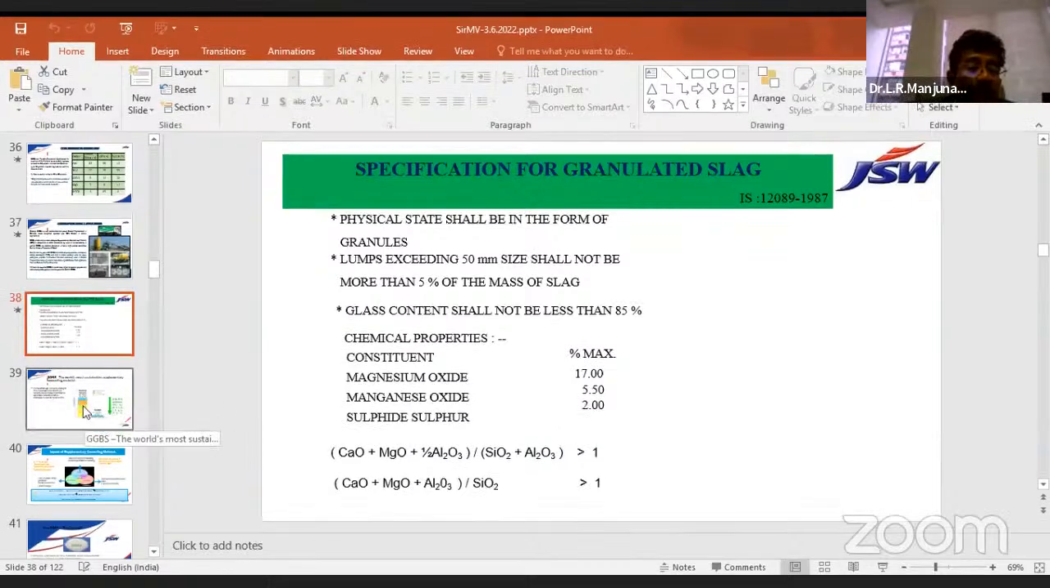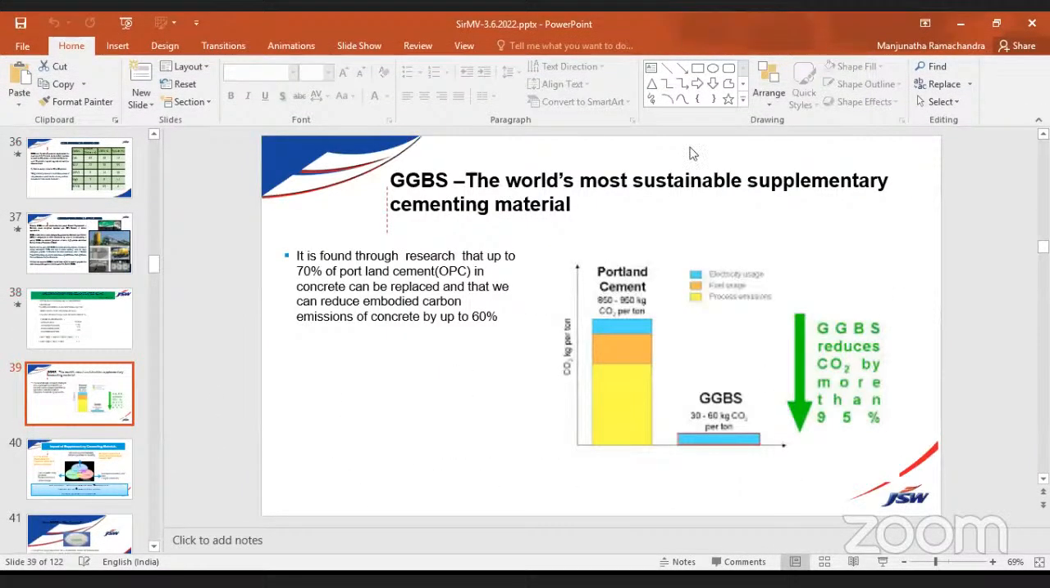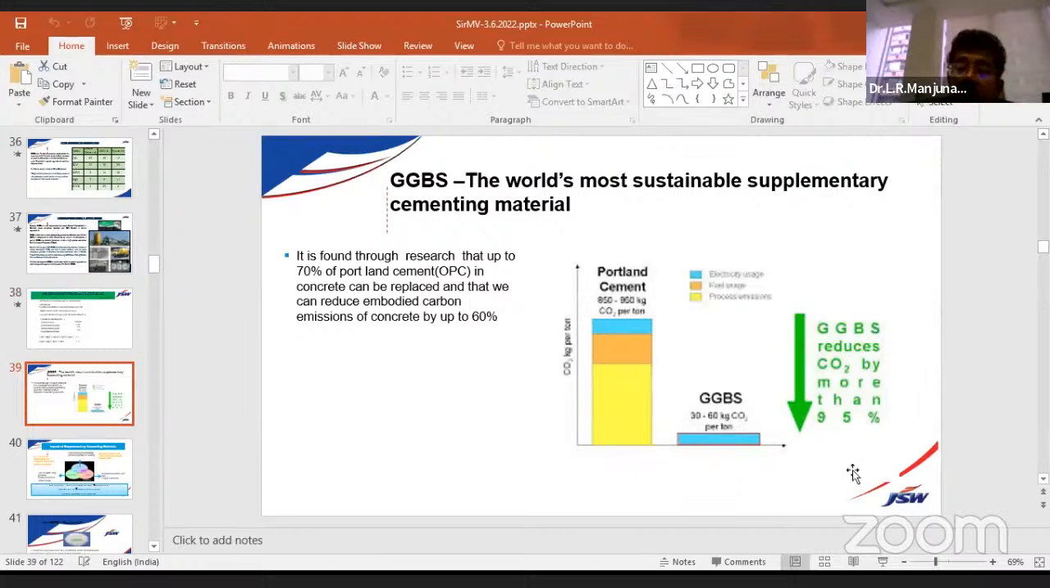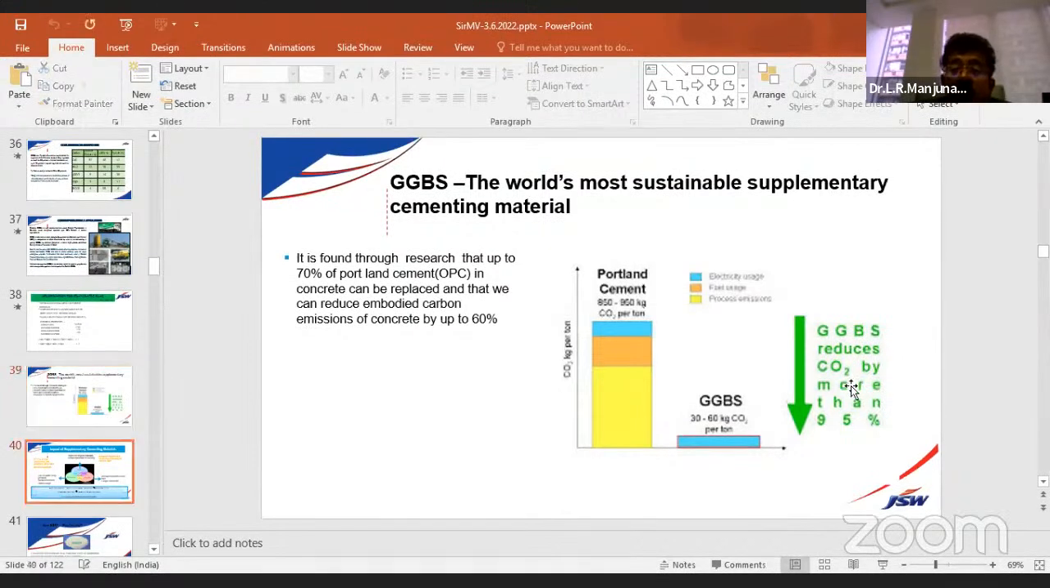Okay. So the CO2 reduction, when we manufacture GGBS, the energy consumption and the CO2 emission is only 60 kg per ton of GGBS, maximum 60 kgs. Whereas in cement, the clinker manufacturing and OPC cement manufacturing liberates about 850 to 950 kg CO2. So look at the difference. Almost each ton of GGBS used in the concrete is equivalent to saving one tree, one ton of carbon dioxide. So the GGBS reduces CO2 by 95%. That is the advantage of GGBS.